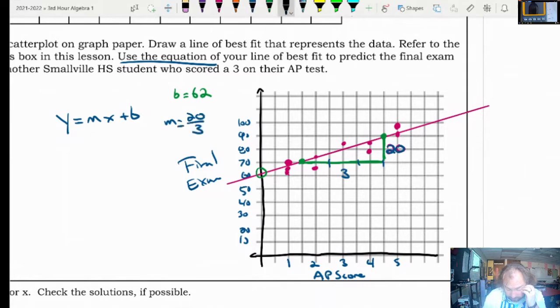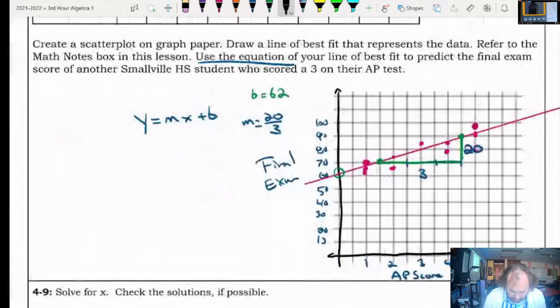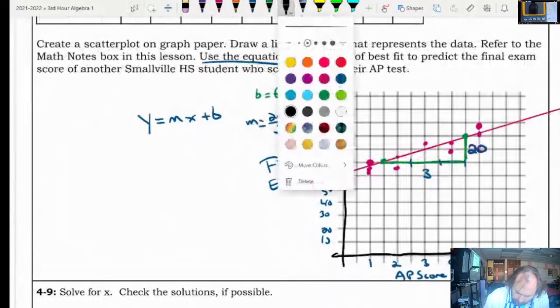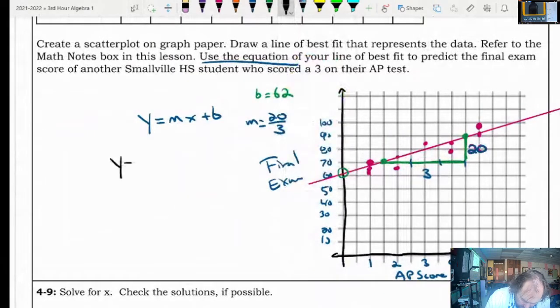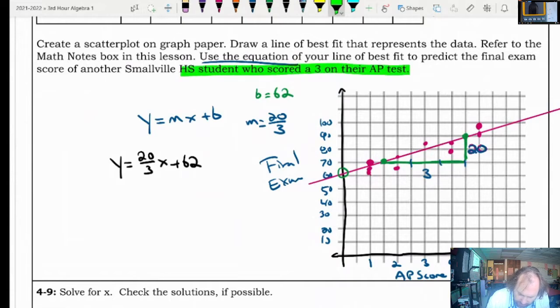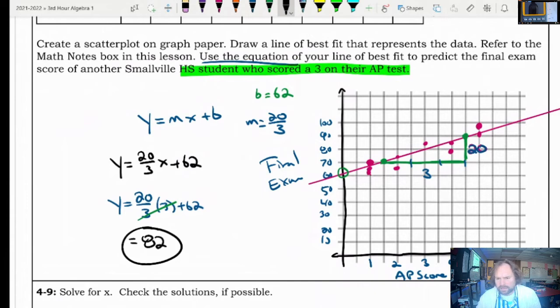Actually, 20 over 3 is pretty good. That's 6 and some change. So I'm going to call my slope 20 over 3 times x plus 62. There's my equation. And as far as estimating what a student who scored a 3 on their AP test would get, I would do y equals 20 times 3 plus 62. And in this case, the 3's actually cancel out, and 20 plus 62 is about 82, so I'm guessing that somebody would get about 82.